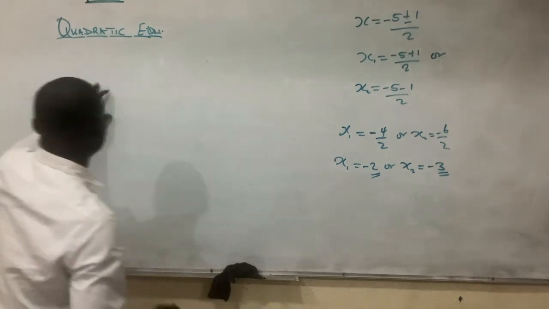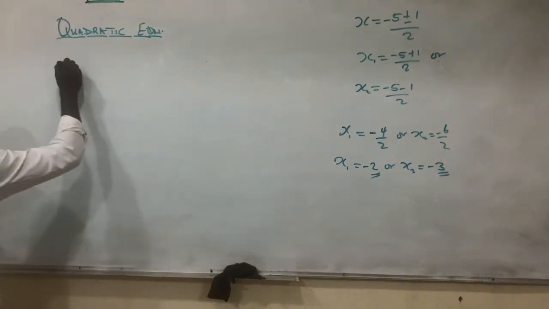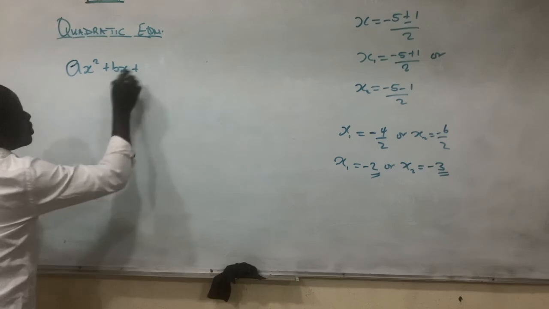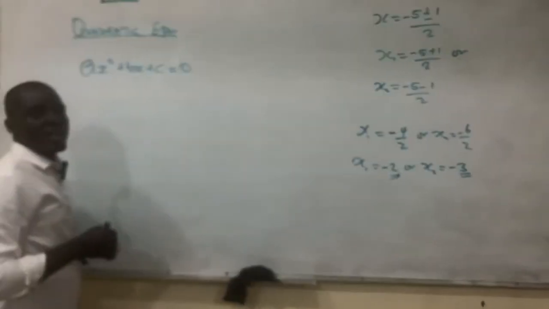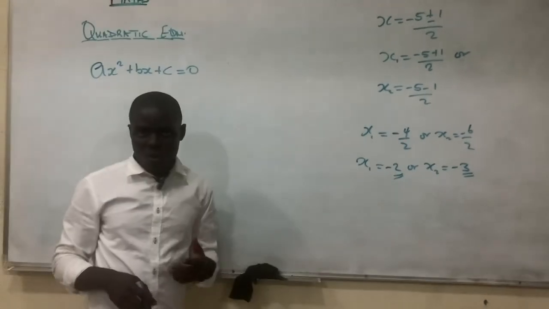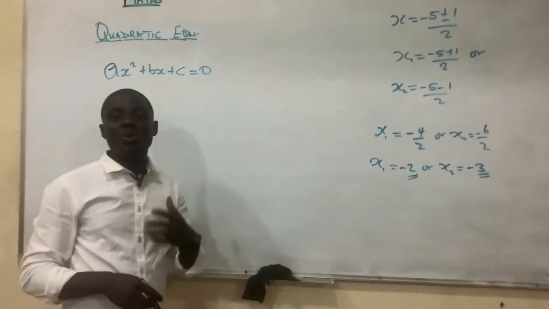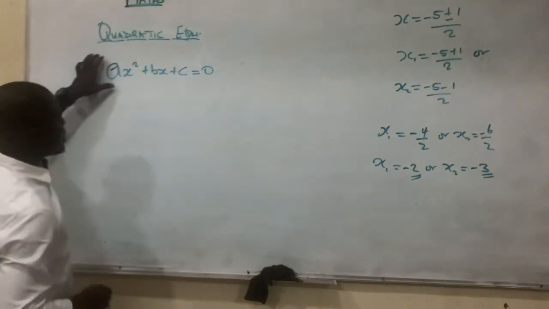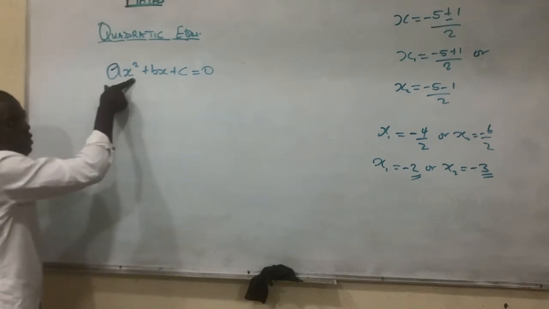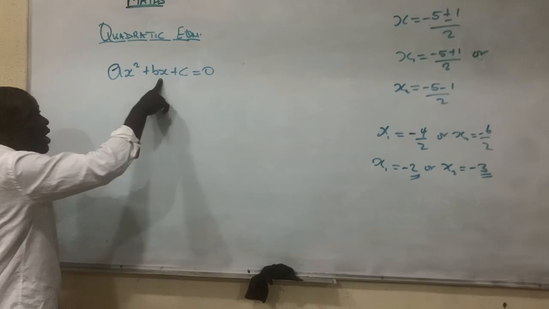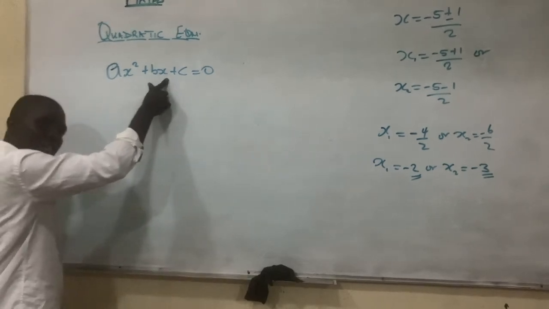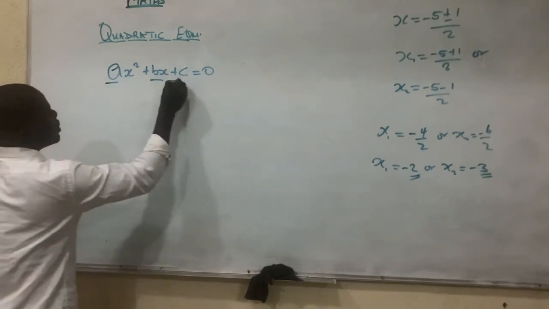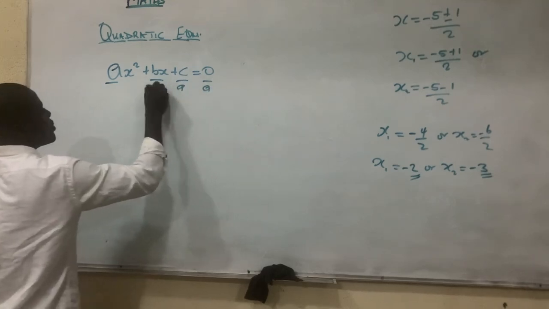Every quadratic equation takes this form: ax squared plus bx plus c equal to 0. A quadratic equation is a polynomial function of degree 2. X squared has its coefficient, x has its coefficient, and then our c. So what I will do first is divide through by a.